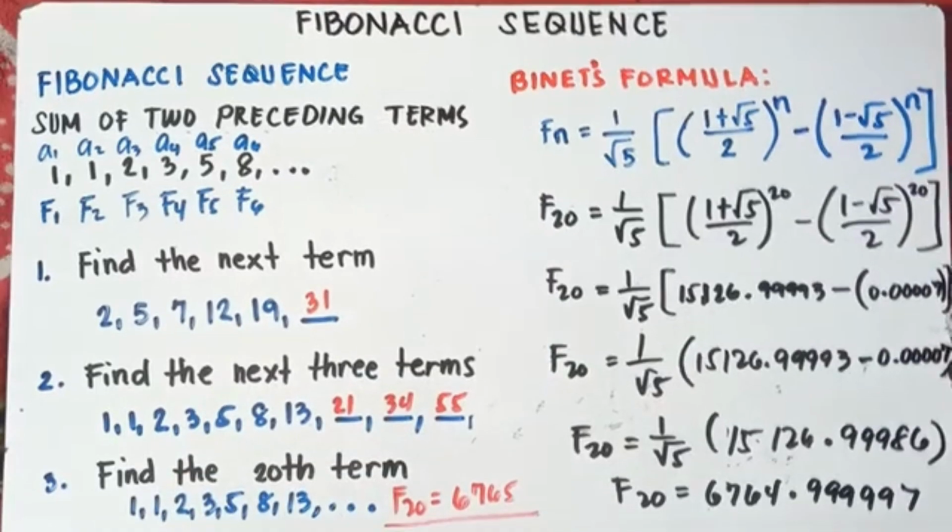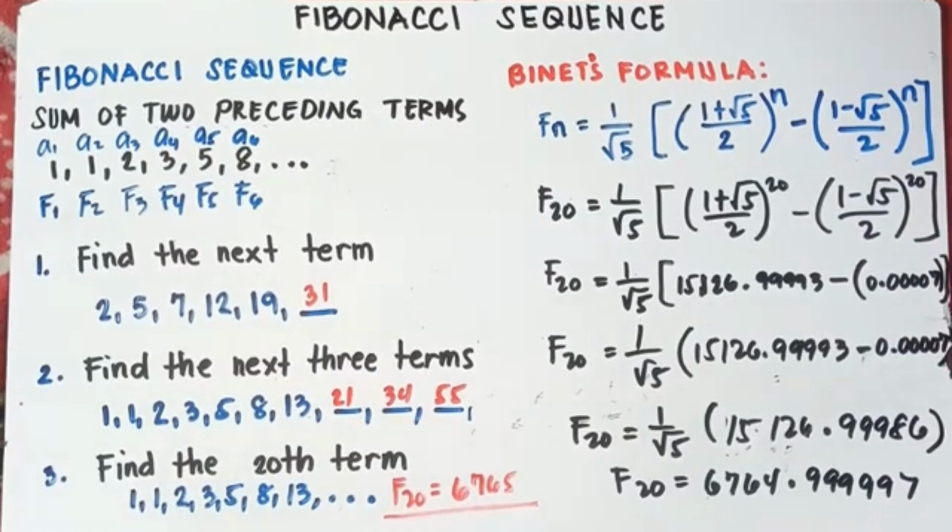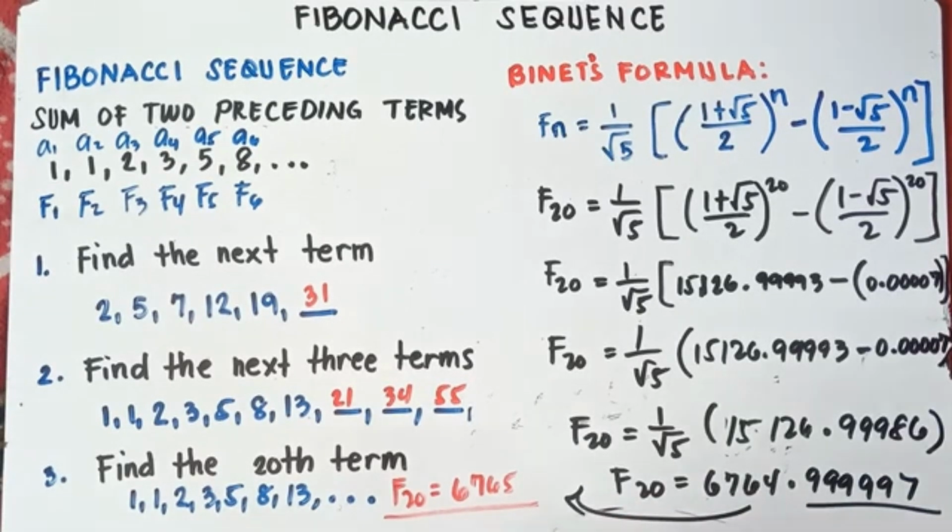Alright, so your answer, class, must be a whole number, since we're adding the terms and the terms are whole numbers. So we need to round it off to the nearest ones. After 4 is 9, so therefore this will be f sub 20. We can round it up to 6,765. You will get the same answer, class, by computing it manually.